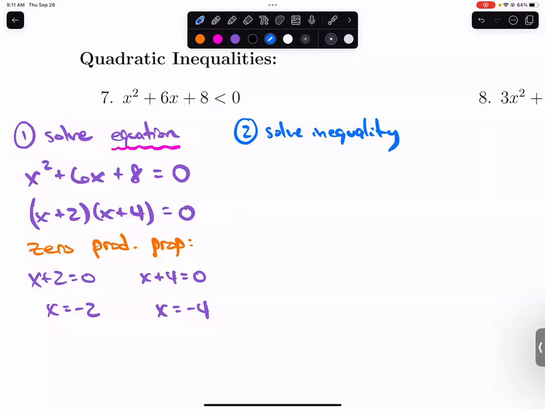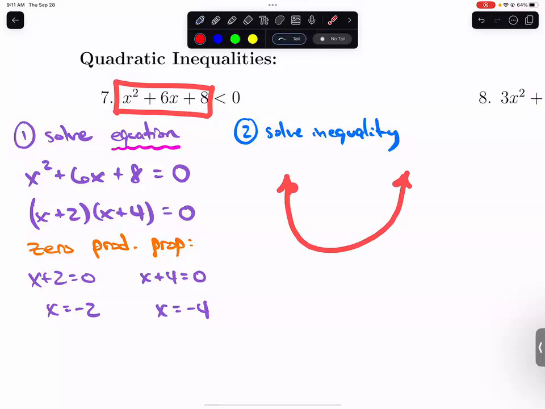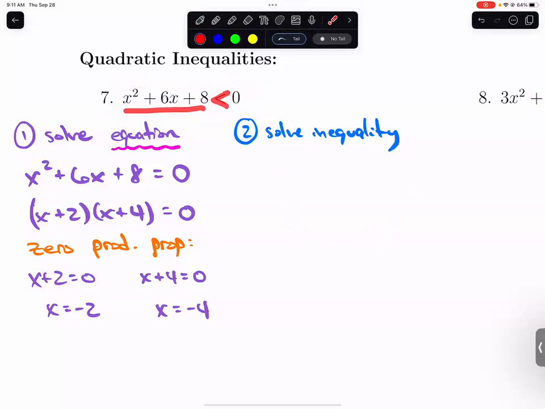Once we have those, that tells us where these things are exactly the same, right? Where is x squared plus 6x plus 8 exactly 0? Well, it happens twice. Once when x is negative 2, and again when x is negative 4. In other words, what we just found are the x-intercepts of this function, right? If I think of y equals that thing as a function and graph it, it's a parabola that opens up. And what we just found are its x-intercepts because we set it equal to 0, right? What we're looking for is where is it less than 0.